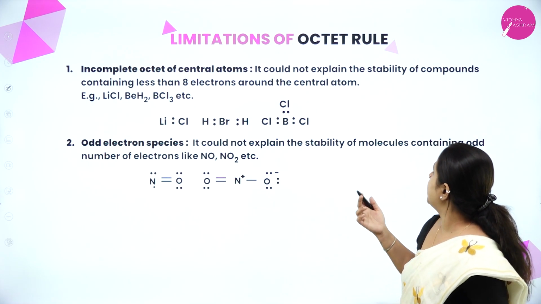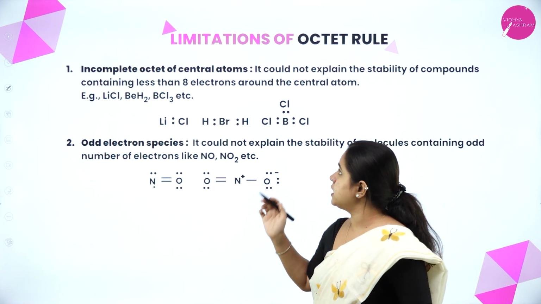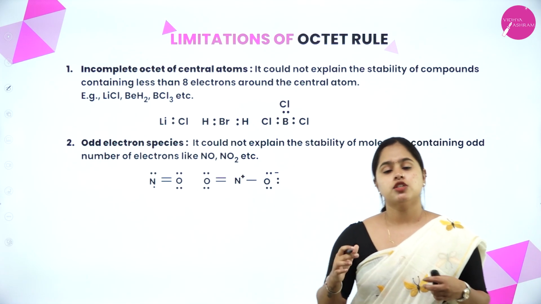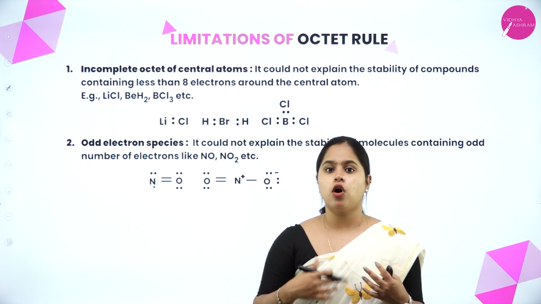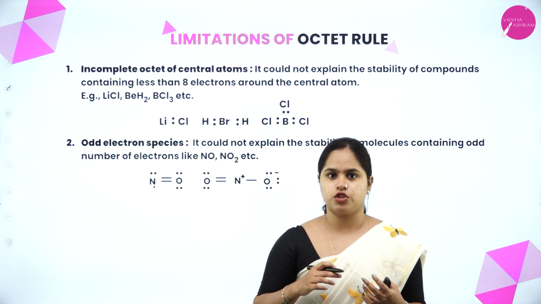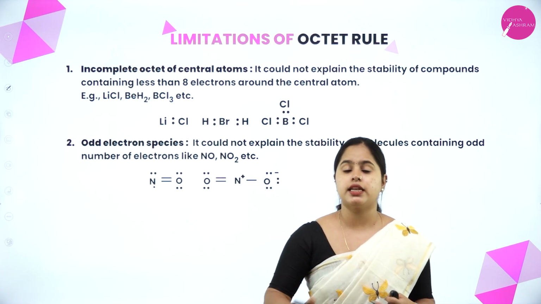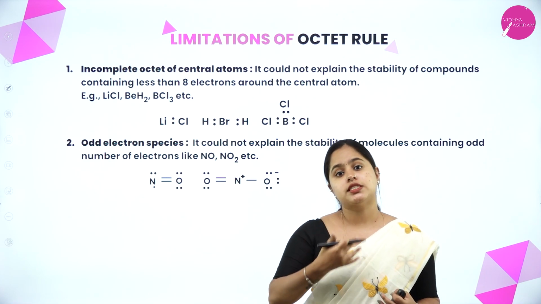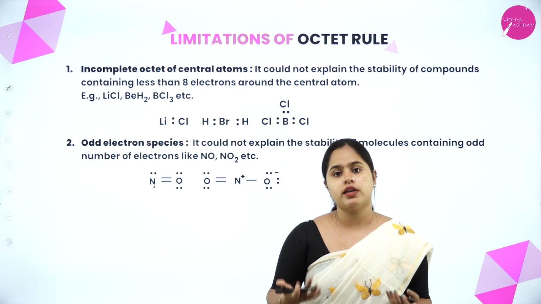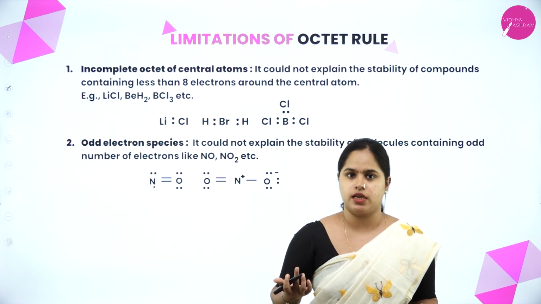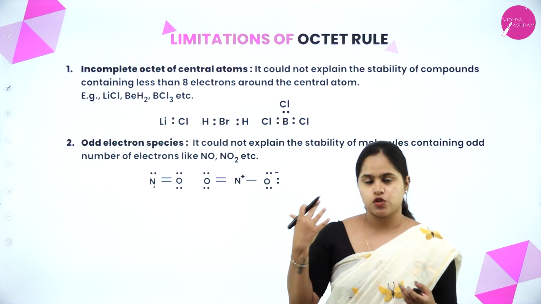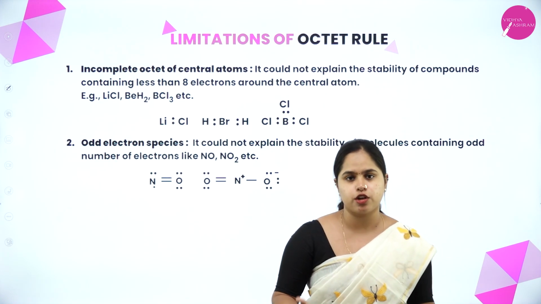So, it could not explain the stability of compounds containing less than 8 electrons around the central atom. There were certain compounds which did not have 8 electrons in their outermost shell. We know that to attain octet or stability, they need 8 electrons, but there were certain compounds which did not have 8 electrons and still were stable. So the octet rule couldn't explain the stability of such compounds.